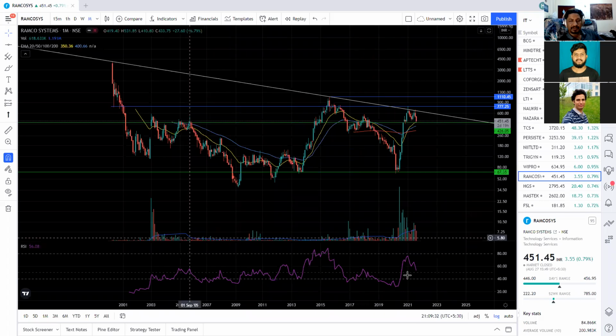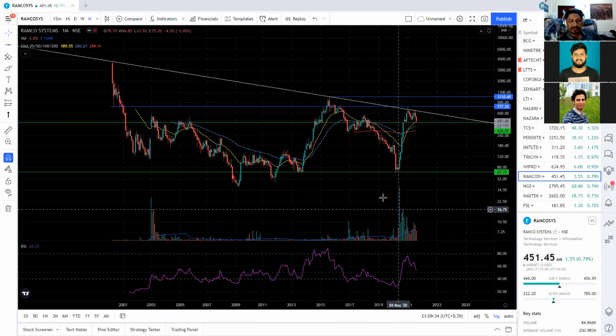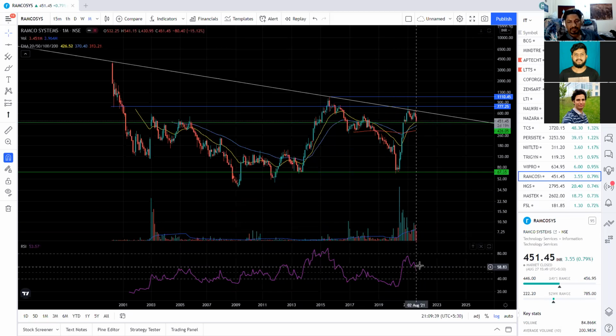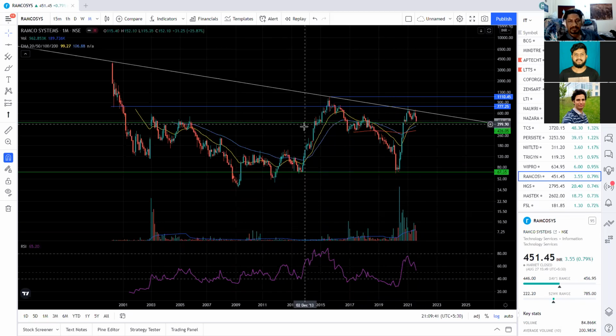There are a few more parameters which we'll study separately. After this trend support and resistance, we will look at volumes and RSI and the Fibonacci series.